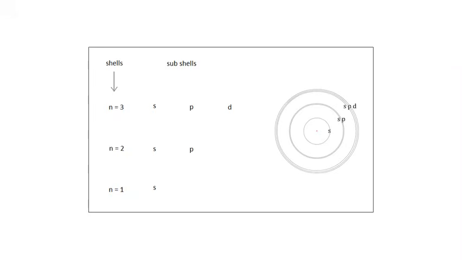Then the subshells, we call them S, P, D, and F. I've only done S, P, and D on here. The N equals 1 has just got one subshell, which is an S. Then N equals 2 has got an S and a P, 2 subshells. And then N equals 3 has got S and P and D. And then N equals 4 has got S, P, D, and F. And these are the subshells.